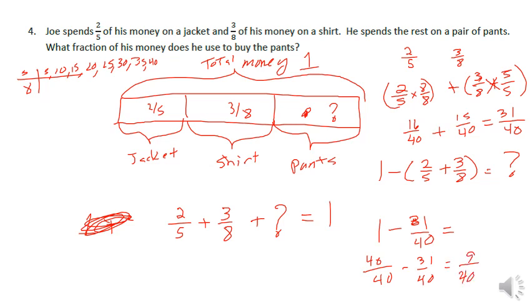9/40. Now, these are not divisible by 2 because 9 is not an even number. They're not divisible by 3 because 40 is not divisible by 3. They're not divisible by 5 because 9 is not divisible by 5, and they're not divisible by 7 either. So it'd be 9/40. So he spent 9/40 of his money on pants. All right.